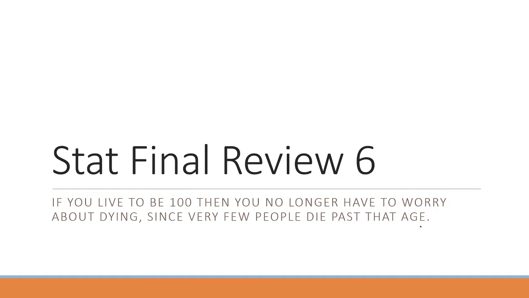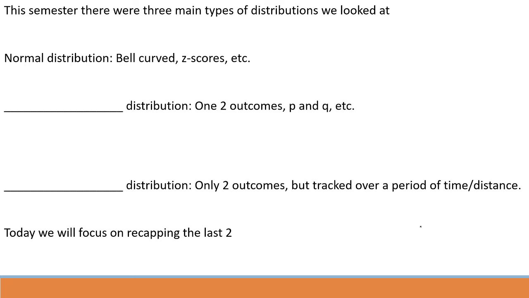All right, so this is going to be the sixth review for the stats final here. This is going to be about binomial and Poisson distribution. There are a few types of distributions that we've looked at, right? We have the normal distribution, which is the bell curve, the z-score, all that. And these next two are kind of two different types of normal distributions.